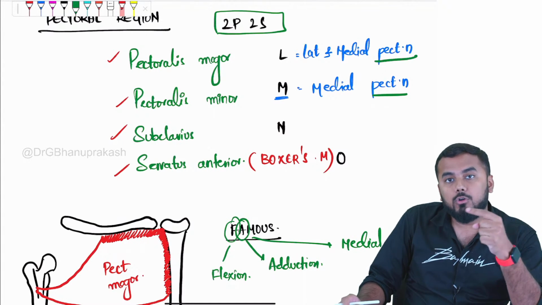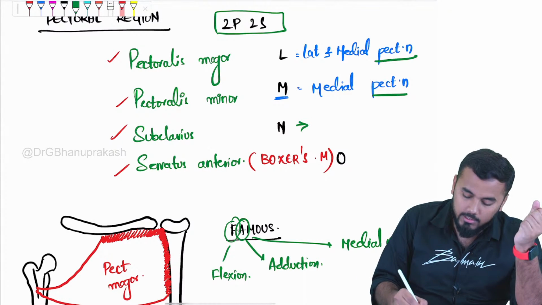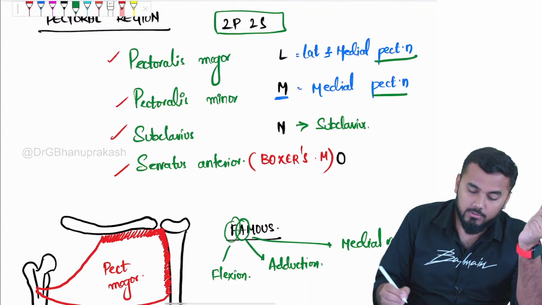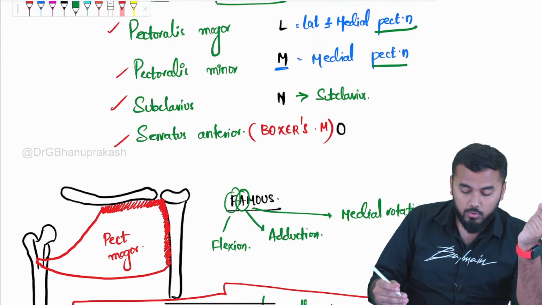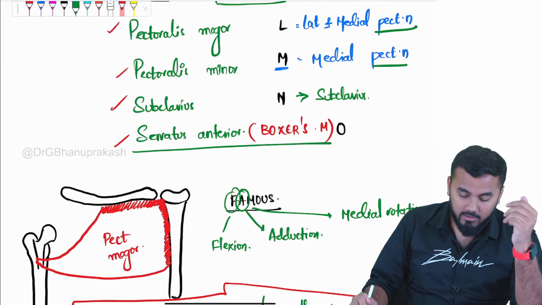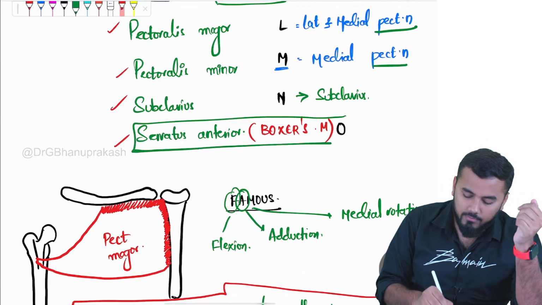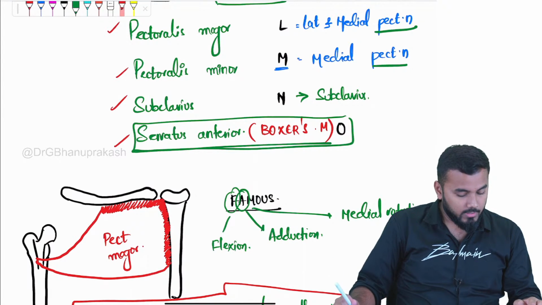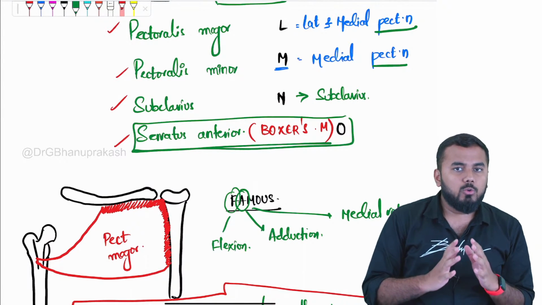What is N? N means nerve to subclavius. What is O? Need not mention, I think, right? O means long. That is the long thoracic nerve. Long thoracic nerve, no need to mention this. Right, guys? So the remaining we shall do in the next session.